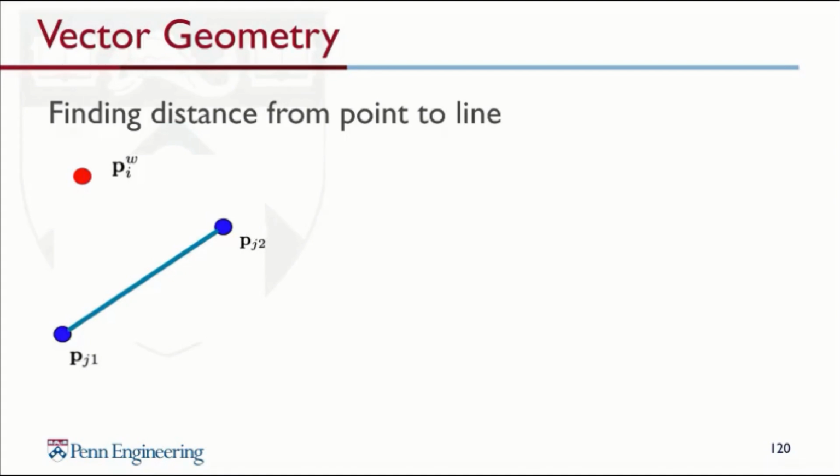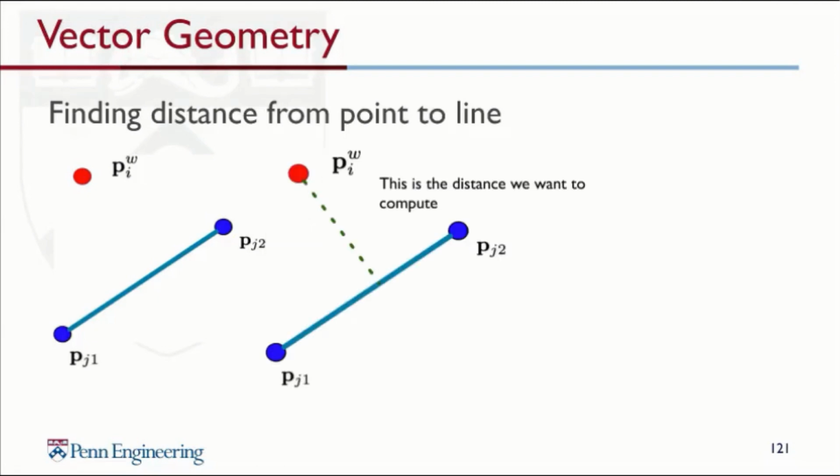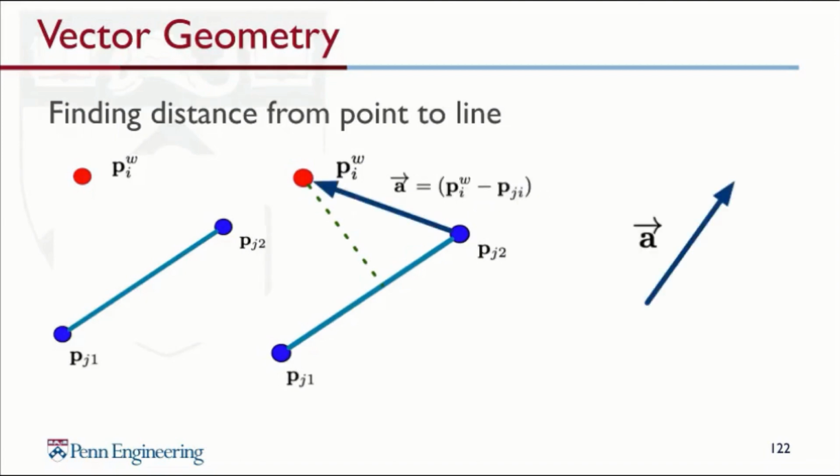So let's say that we're given the point p_i^W and the line segment p_j1 to p_j2. If we want to find the distance from the point to the line, we first have to define what this distance is. In order to do this, we first define the vector a, which is the vector going between p_j2, a point on the line segment, and p_i^W.